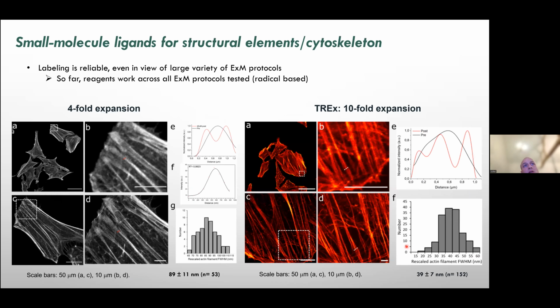Building on these reagents, we see that labeling is actually very reliable. And so far, actin staining can be conducted under all the expansion protocols tested. And here you see, for example, 4-fold standard expansion systems for the actin stains. And this is then 10-fold expansion using the T-Rex protocol. And you see, of course, these are then the attained resolutions after expansion, going to more than double increase for the 10x resolution expansion.